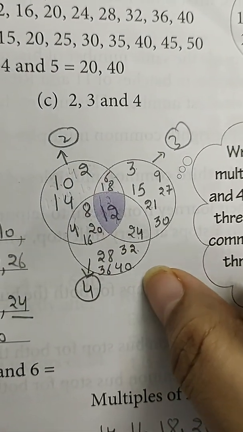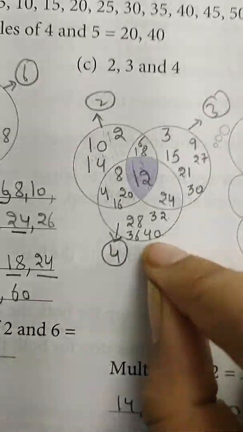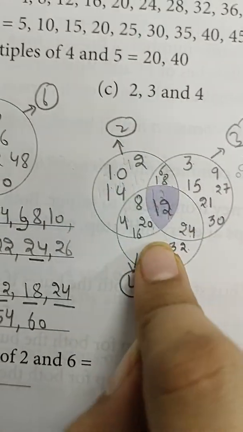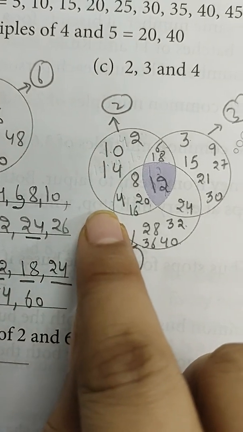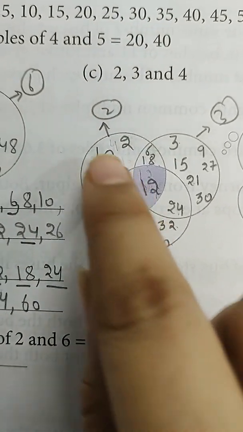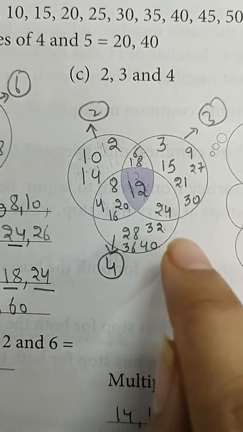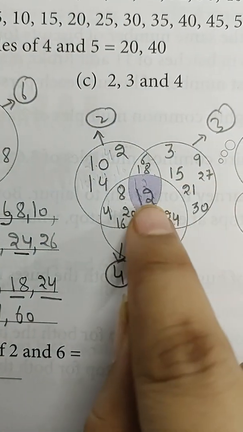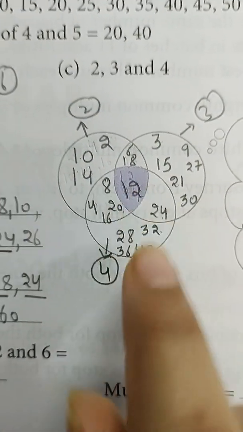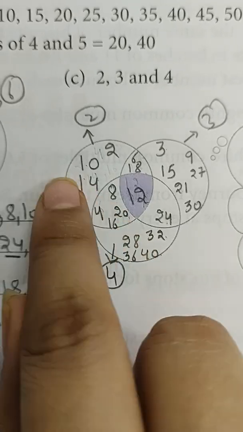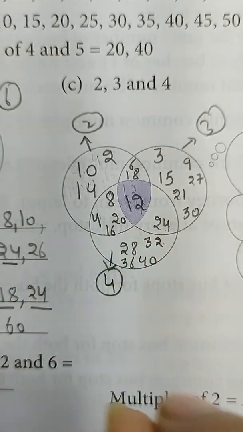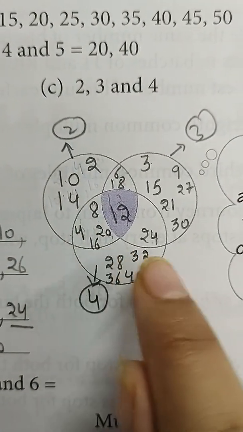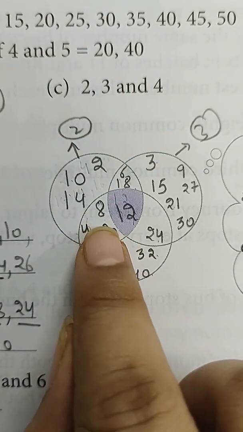Now let us come to 4. As you can see, 4 is common between 2 and 4, so we have written it here. Then 8 is also common between 2 and 4, so we have written it here. Then 12 is common in all the numbers, so we have written it in the purple part. Then 16 is common between 2 and 4, so we have written it here. Then 20 is common between 2 and 4, so we have written it here.